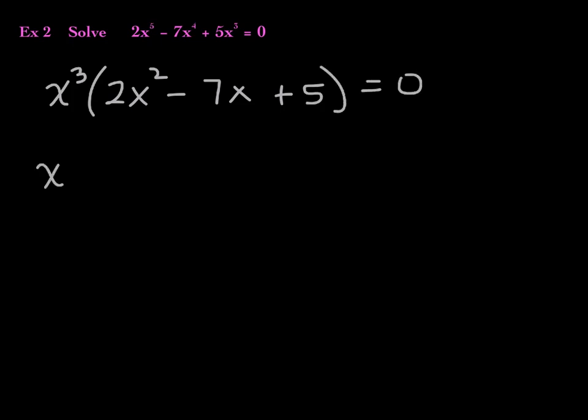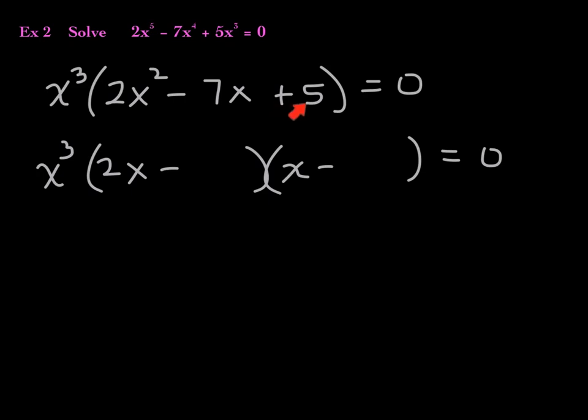Let's continue factoring. The resulting trinomial factors as 2x, and then this has to be an x. Both of the signs are going to have to be negative. I know that because in order to get a positive product here, the signs have to be the same. The middle coefficient's negative, and that tells me they both have to be negative. In order to get negative 7x as the middle term, 5 would have to go there, and 1 would have to go there. Now that you have completely factored, you can set each factor equal to 0.